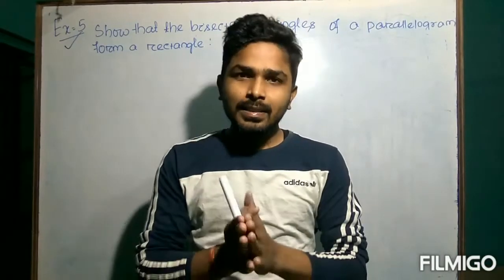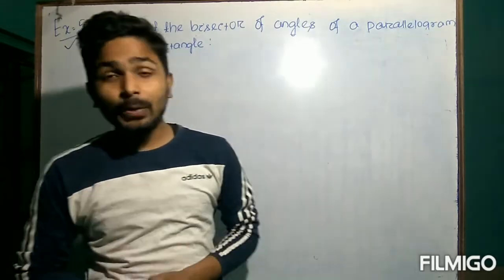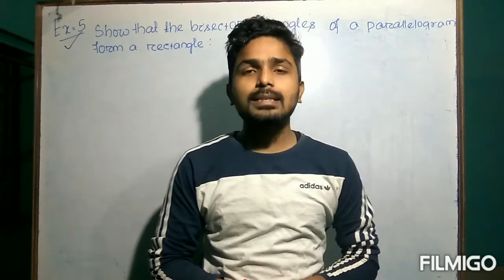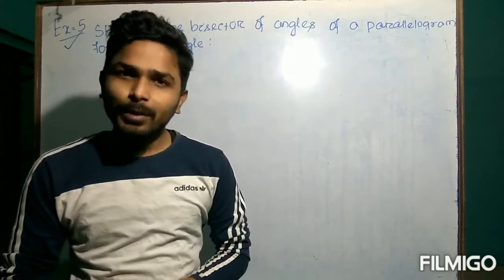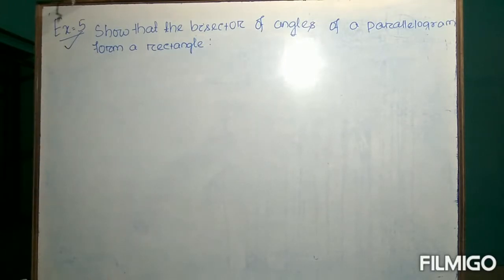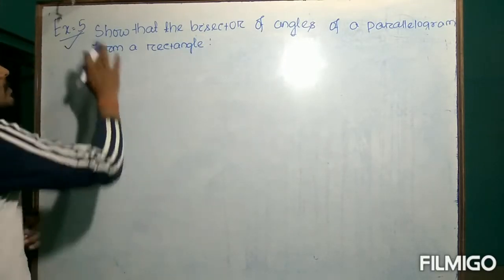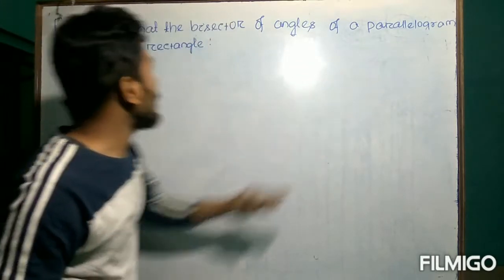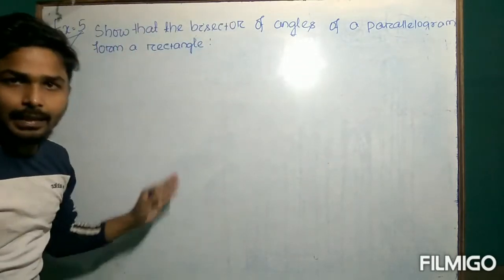Hello everyone. So welcome you again to lecture number 21 of chapter number 8, and in this lecture we will solve a question from your NCERT textbook, that is example number 5. So let us understand the statement of example 5. It is given that the bisectors of angles of a parallelogram form a rectangle, right?